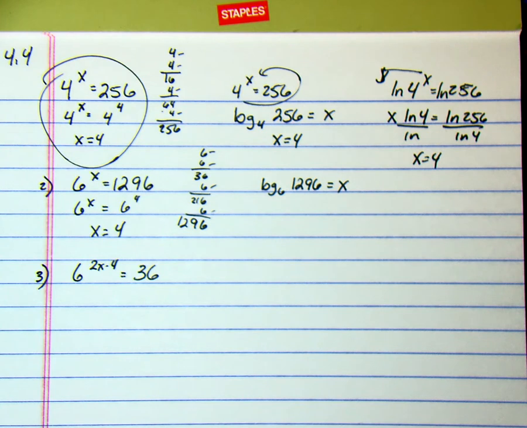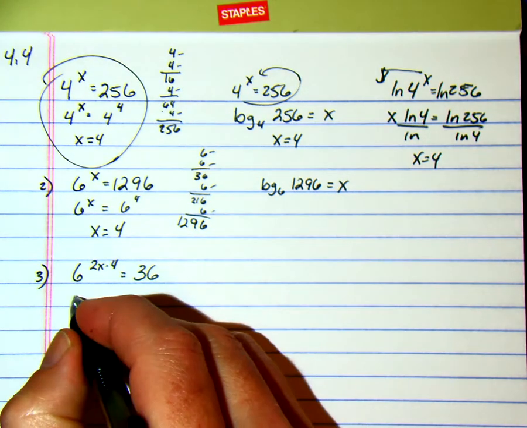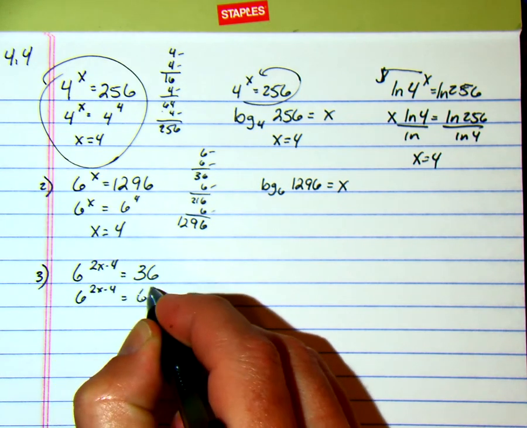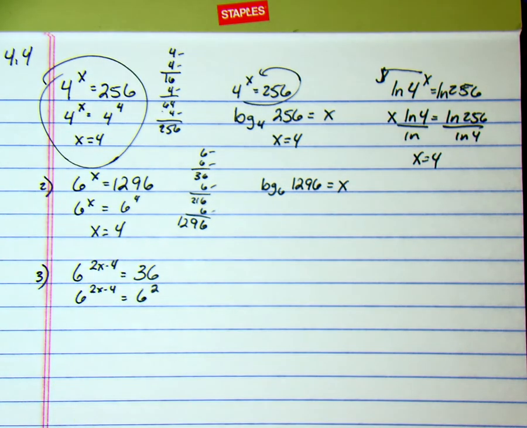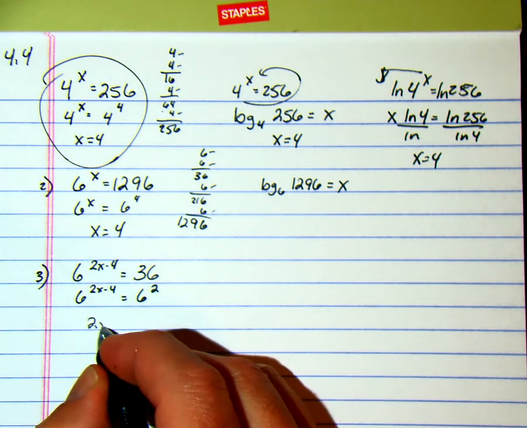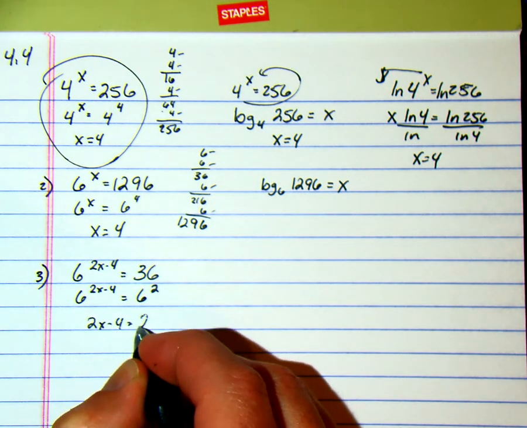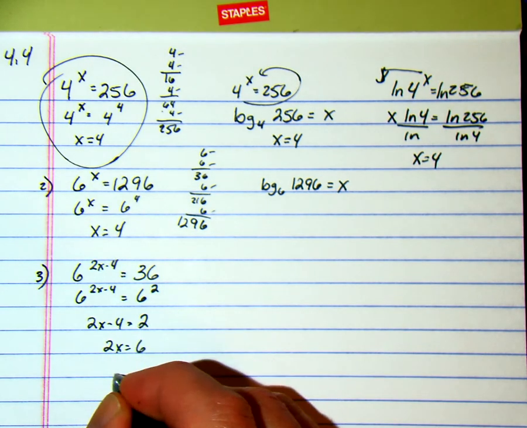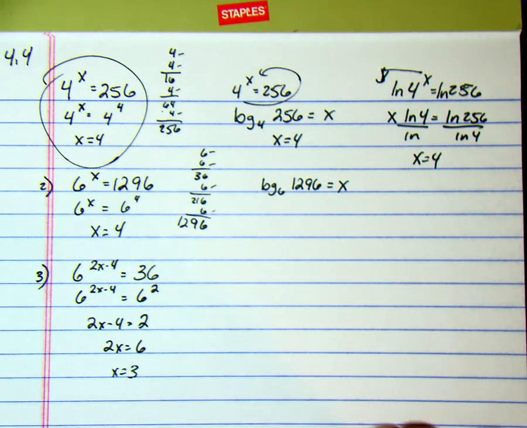We're going to have a little bit of, I would say an issue, but no, it's not really an issue at all. It just involves more work. Okay, so I know I can go with 6 to the 2x minus 4 is the same thing as 6 squared is 36. Since they have the same bases of 6, I know that 2x minus 4 has to equal 2. So 2x has to equal 6, and x has to equal 3.